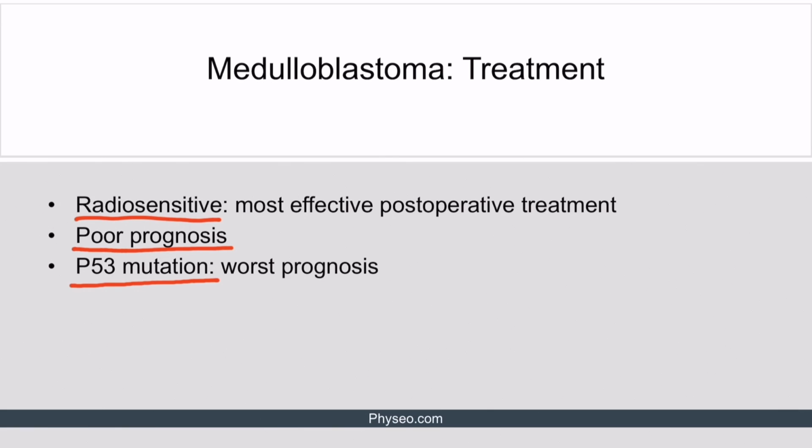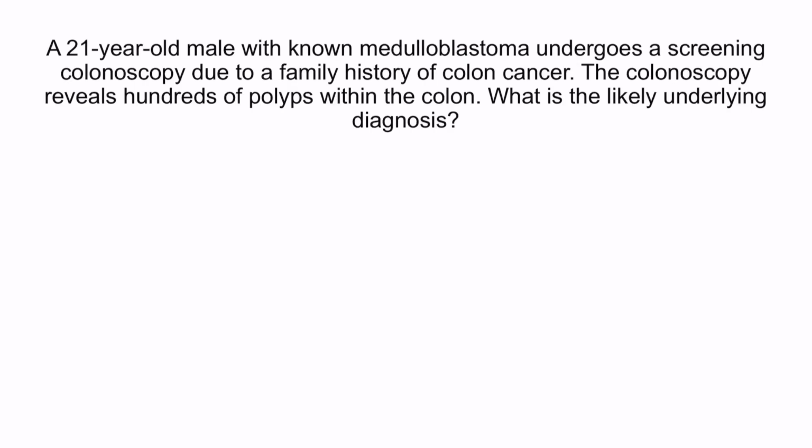Alright, now let's do a flash quiz. A 21-year-old male with known medulloblastoma undergoes a screening colonoscopy due to a family history of colon cancer. The colonoscopy reveals hundreds of polyps within the colon. What is the likely underlying diagnosis?